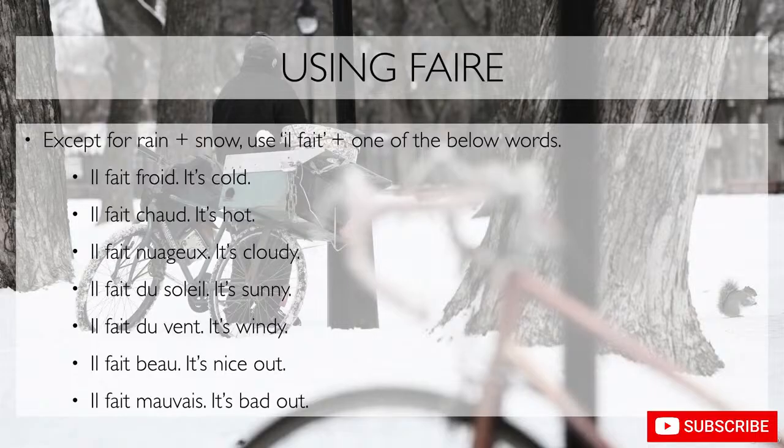However, going back to what we did in the previous slide, for it's raining or it's snowing, we say il neige or il pleut. The reason these are different is because il fait froid, il fait chaud, etc. are all states. So when it's hot, it's not just hot for a moment, it's hot for a period of time. Whereas when it's raining and snowing, it's actually an action. You can physically see the rain moving, and you can physically see the snow falling down.